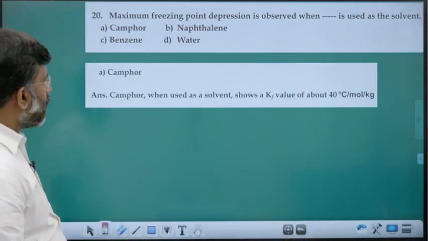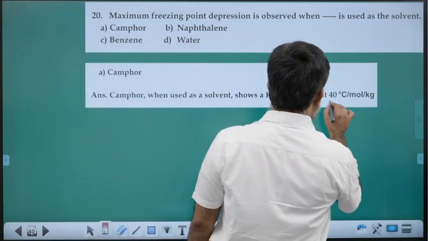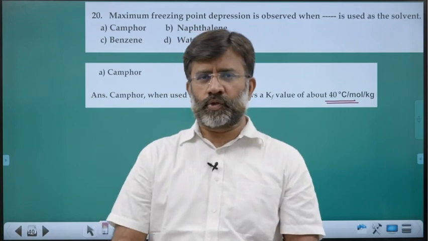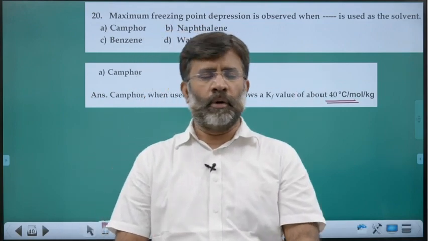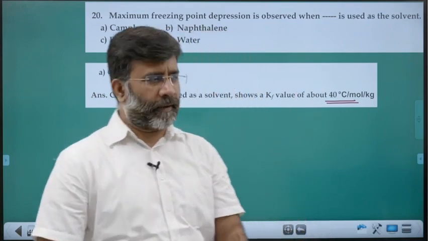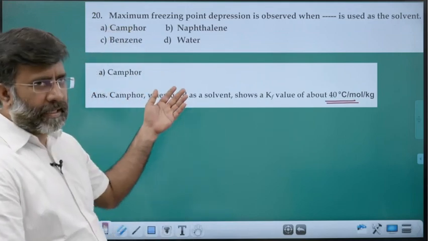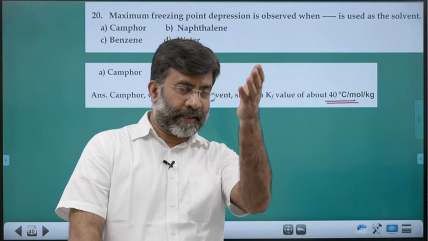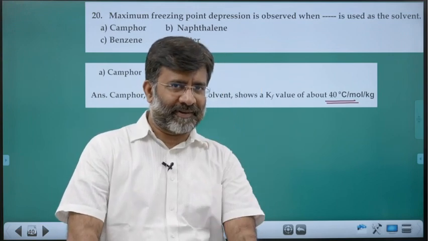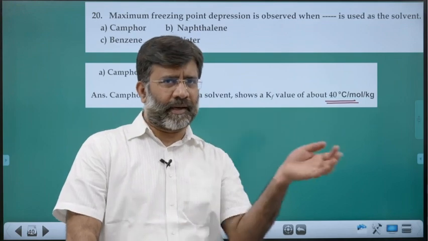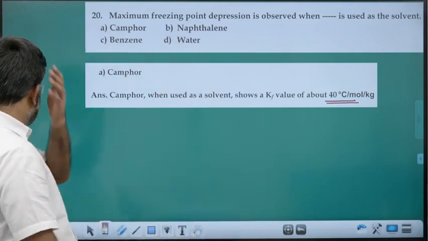It is camphor having Kf value 40. Kb value also relatively high compared to other solvents. Try to incorporate this data along with that table in the textbook, where I believe camphor is not given, while others are given. Next.